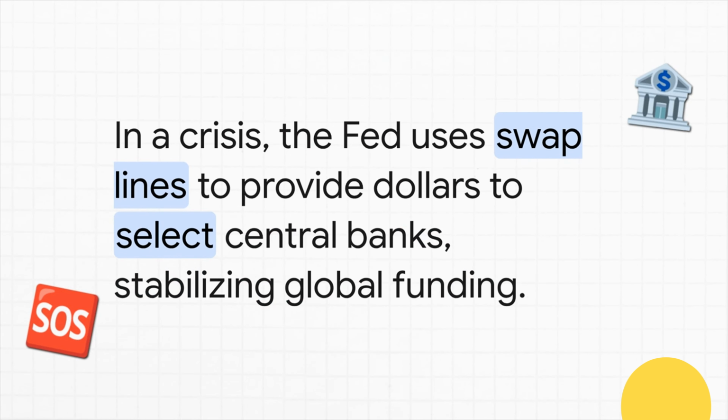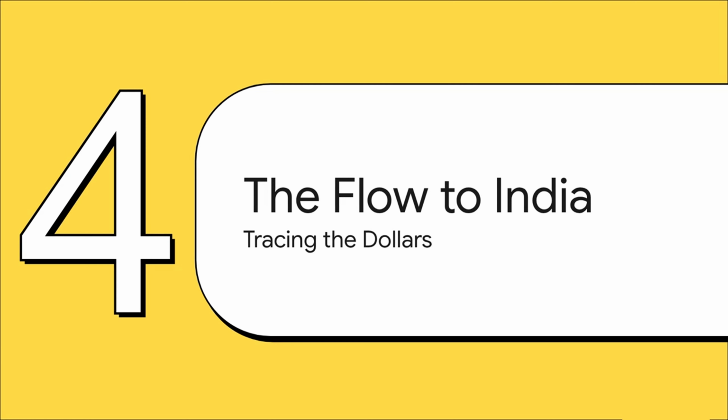But wait, what happens in a real crisis? When the whole system freezes up and those dollar pipes get clogged. Well, the Fed has a powerful emergency tool for that. They're called swap lines. Think of them as special emergency reservoirs of dollars. The Fed can open these lines and flood a select group of friendly central banks with dollars to stop a global financial panic. It's a huge deal for keeping the entire system stable. So that's the big picture system.